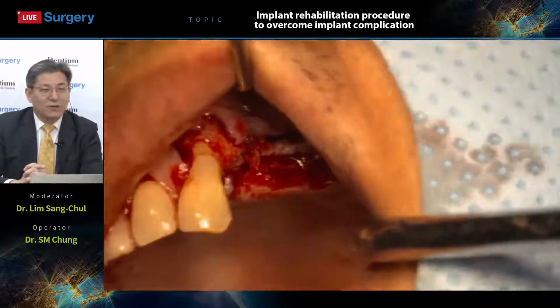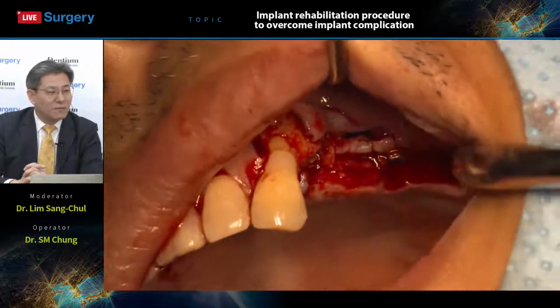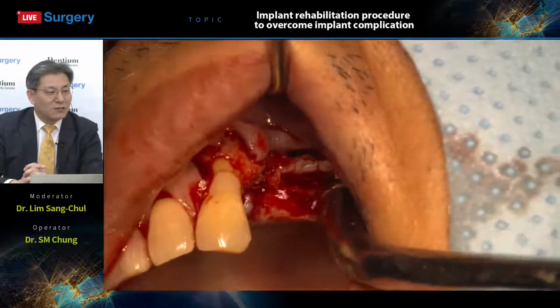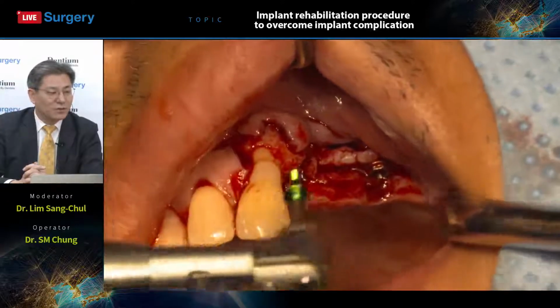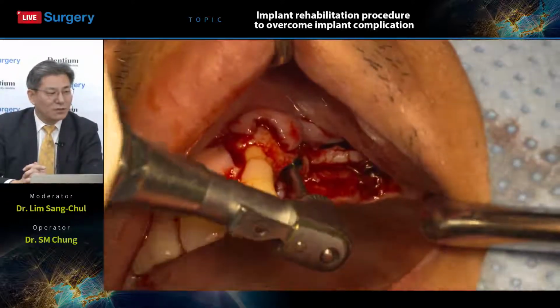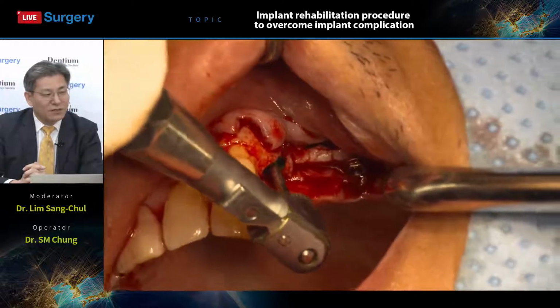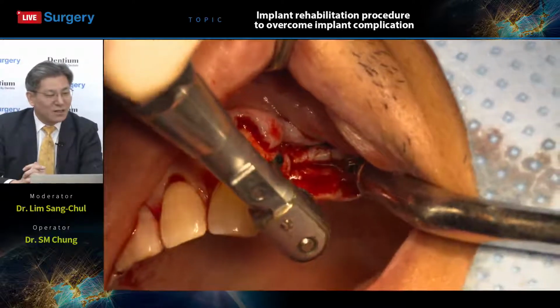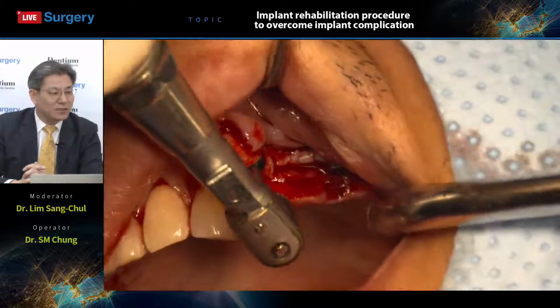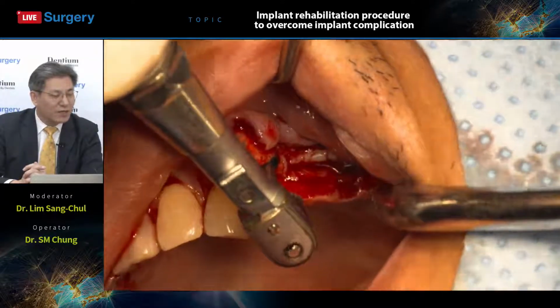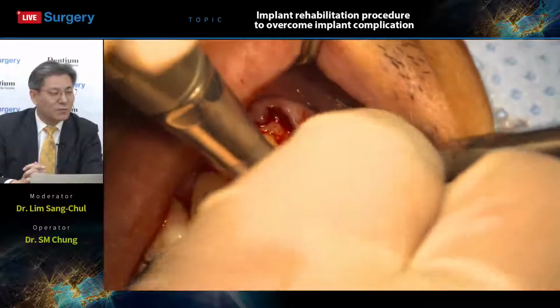So sometimes Dr. Zhang uses this healing abutment connection instead of cover screw. Changing the cover screw. He tried the healing abutment, but it is impossible to get a full connection. So he is going to use a cover screw.